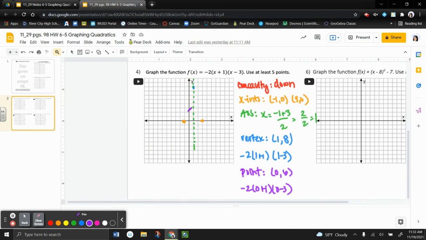So 0, 6, 1, 2, 3, 4, 5, 6, which seems right considering that we know our parabola is concave down. And from there, we can get its symmetric point by reflecting it over. That's going to be 2, 6. So now we have our graph.